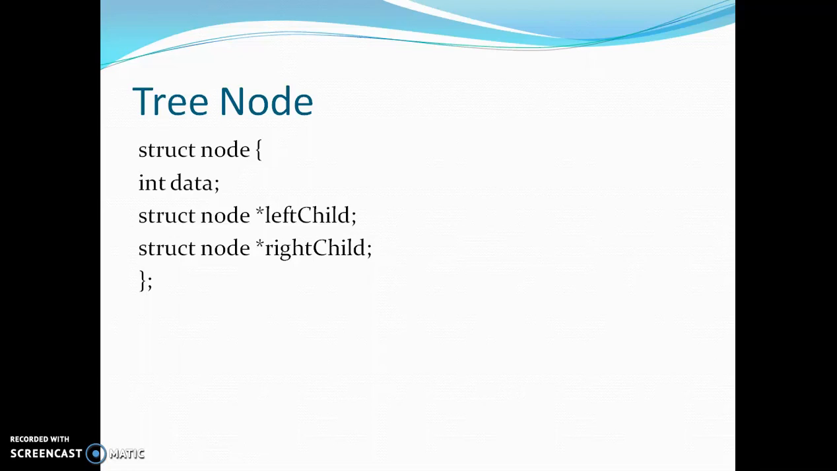At last I have taken an example of how we construct a tree node in programming. For this I am using a structure, struct node, in which we have three members of data: an int, a struct node pointer for the left child, and a struct node pointer for the right child. Two pointers and one int are declared in this node.